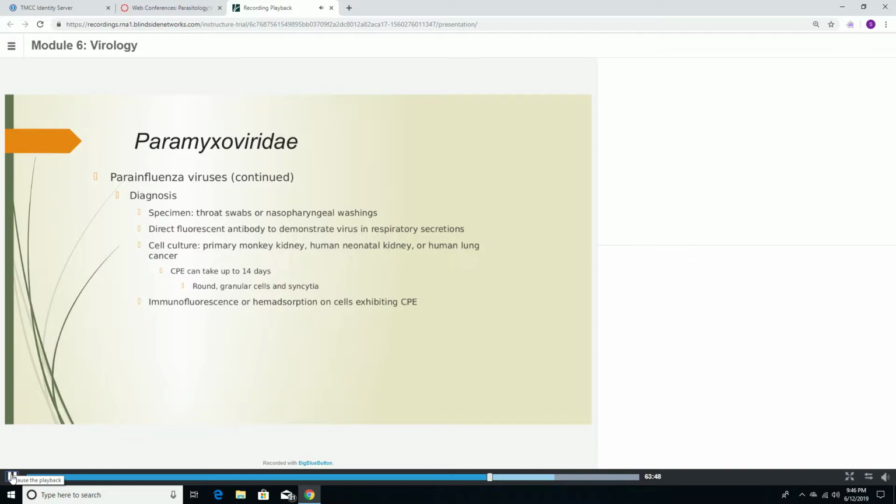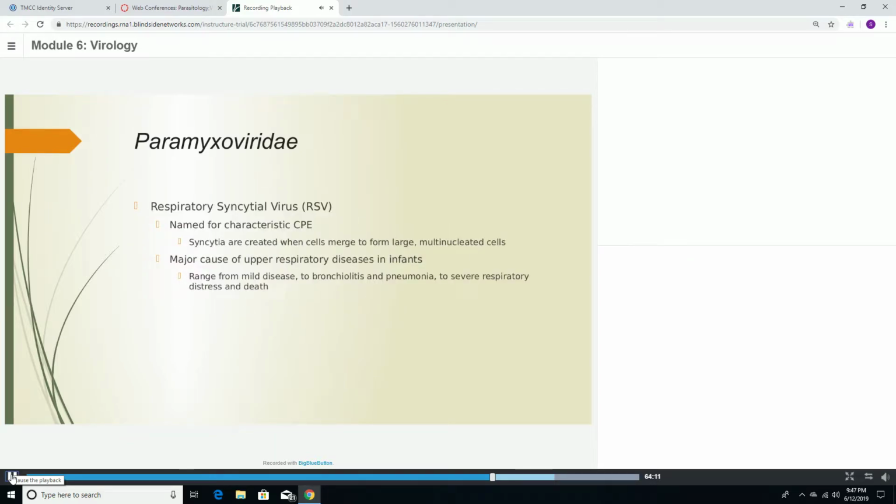For diagnosis, we're going to do throat swabs and nasopharyngeal washing, and direct fluorescent antibody to demonstrate virus in respiratory secretions. We could do cell cultures, so we have primary monkey kidney, human neonatal kidney, or human lung cancer cells. It could take up to 14 days for the cell culture. Immunofluorescence or hemadsorption on cells exhibiting CPE. Let's keep in mind that for virology, most of the diagnoses we're going to do involve taking a nasopharyngeal swab and sending it to a state laboratory, and I mentioned that before.